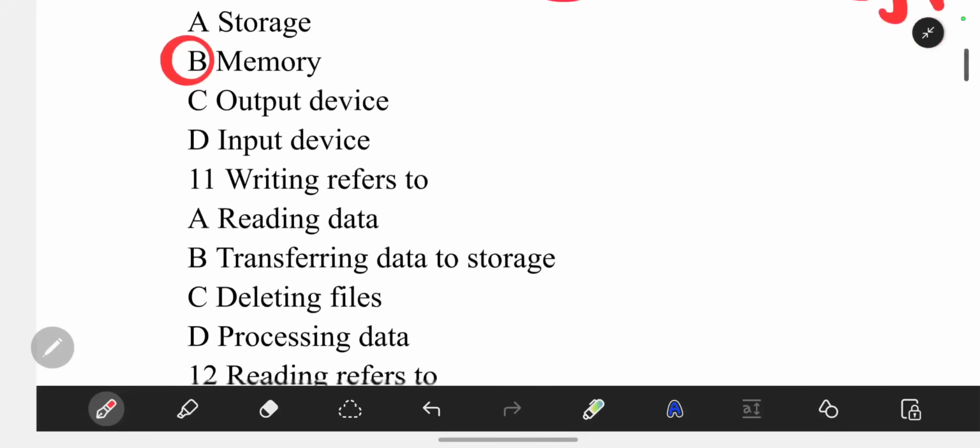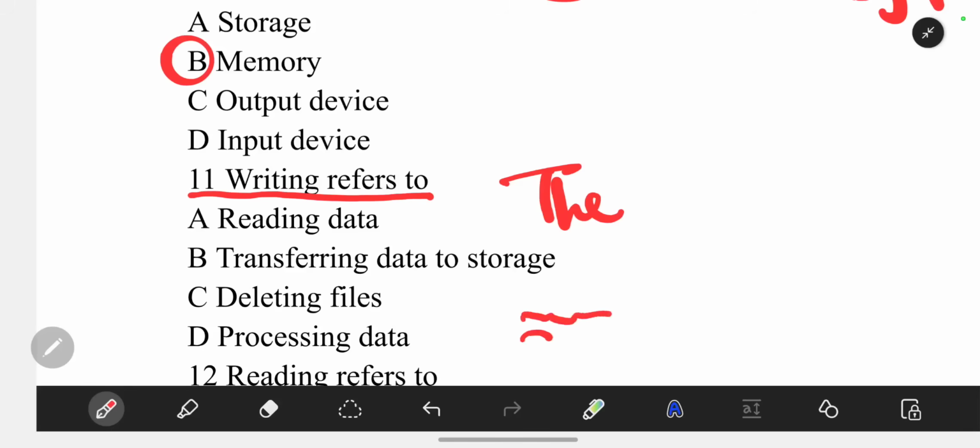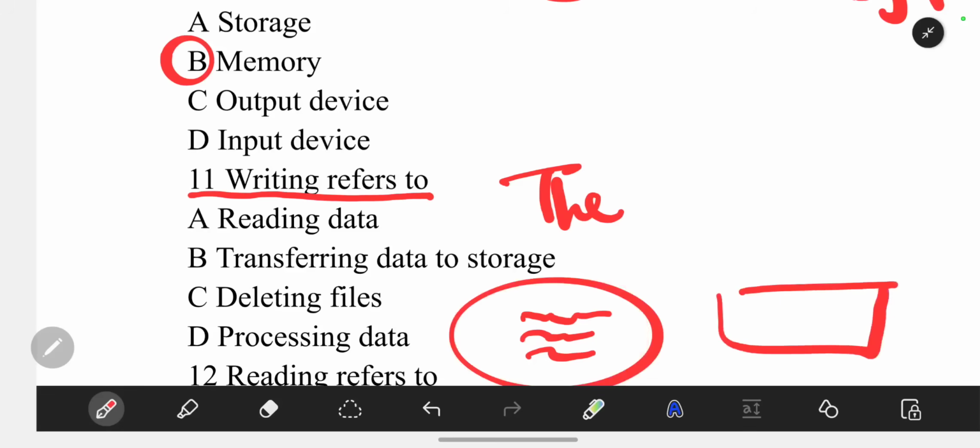Then when we look at writing, this is an important term in computer. Remember, when you are writing something, it means you are changing certain things. Writing is transferring data to storage. Whatever you write, you transfer it to a storage. That means it has been stored.